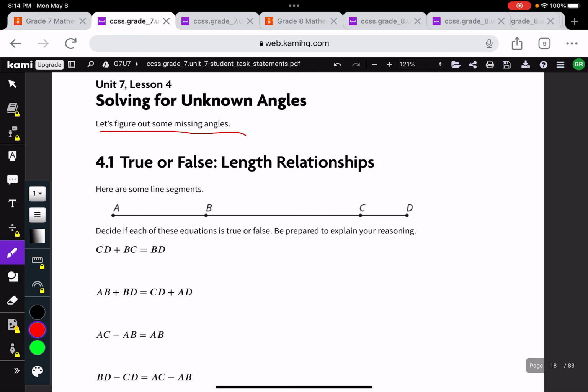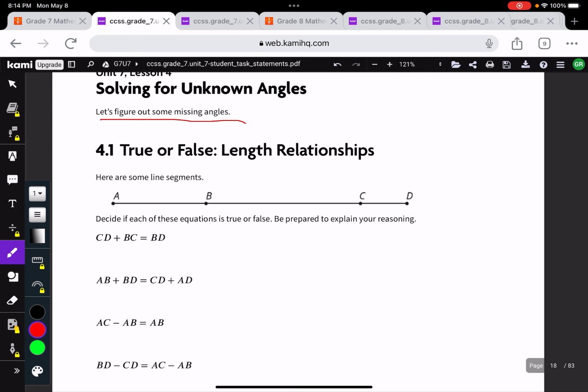So with all that in mind, we're going to make some equations that are going to be somewhat pretty straightforward if you've followed along with lessons 2 and 3. So first off, the warm-up says, here are some line segments. Decide if each of these equations is true or false. Be prepared to explain your reasoning.